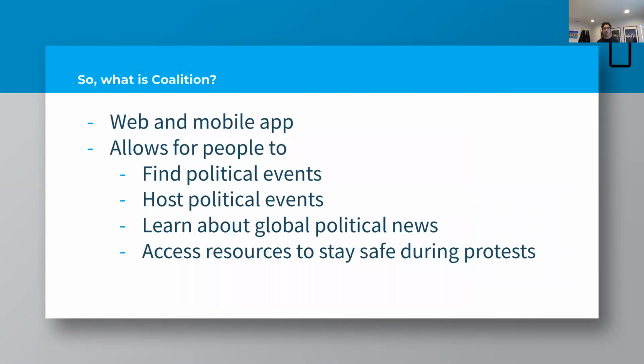Coalition is a platform for social activists that facilitates easy hosting and attendance of protest events. It consists of a web component where events can be found and signed up for, and a mobile component where protesters can access resources to communicate with one another.